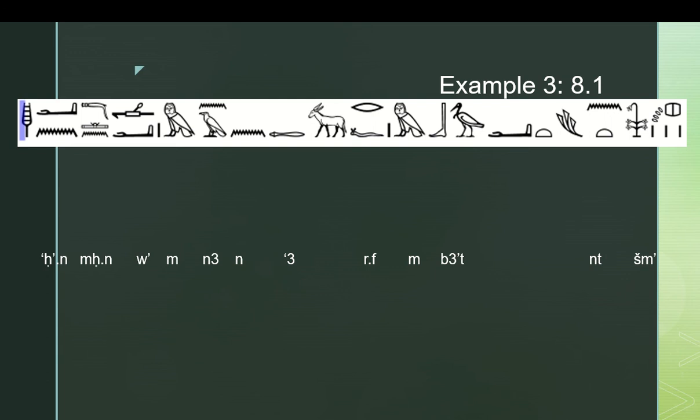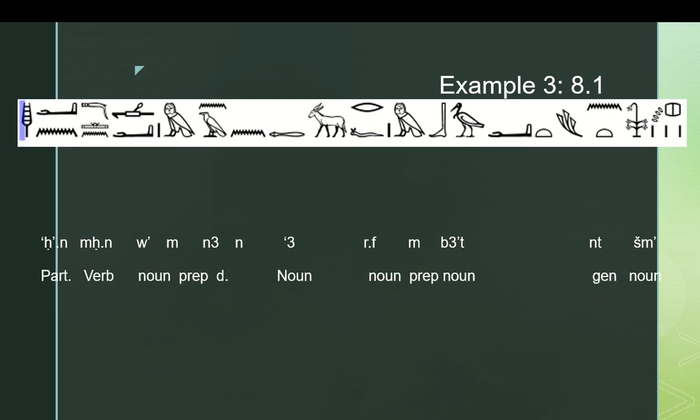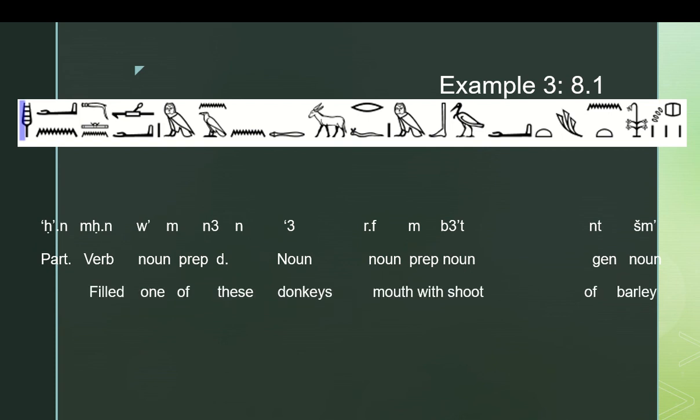Then rf em bot net shem. Em bot net shem, the whole thing ends up being an adverbial comment, and rf is another noun. And then we'll write down the meaning of each of the words. So we have achaen is our participle.